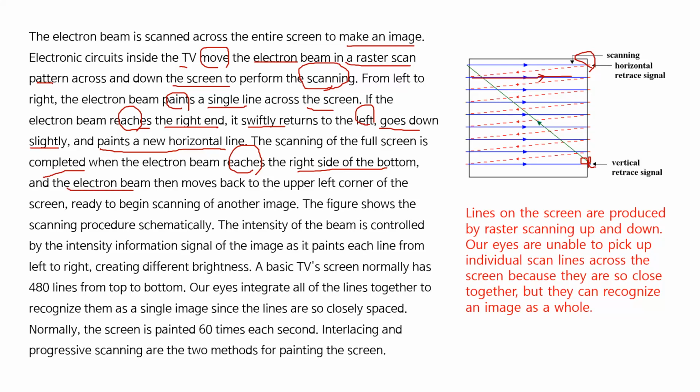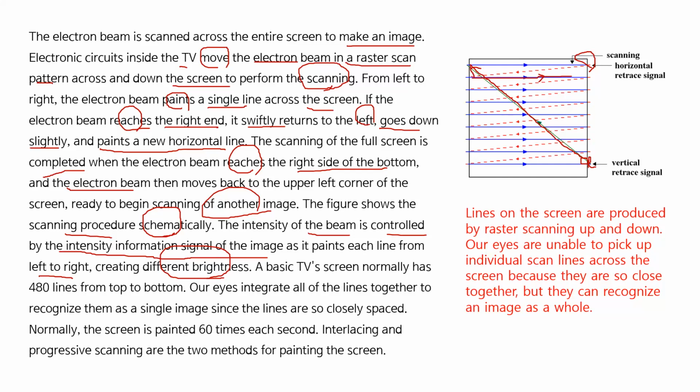And the electron beam then moves back to the upper left corner of the screen, ready to begin scanning of another image. The figure shows the scanning procedure schematically. The intensity of the beam is controlled by the intensity information signal of the image as it paints each line from left to right, creating different brightness.